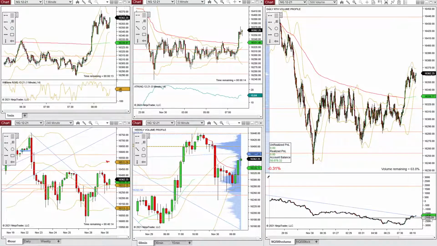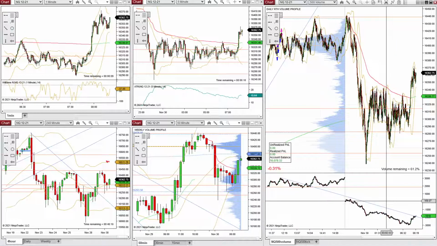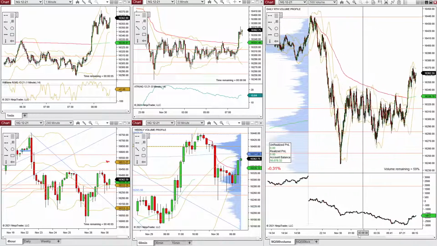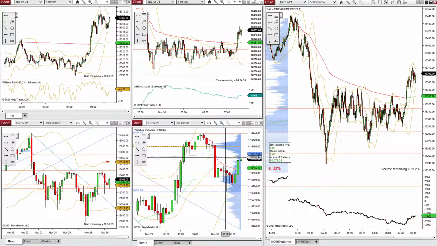What is Delta? No, Delta's negative 1,800. Ugh, it's not good. That's not to say it's going to go down. We're also negative on the day. I don't know.